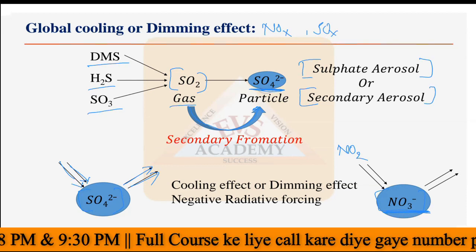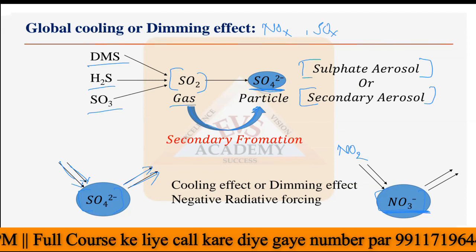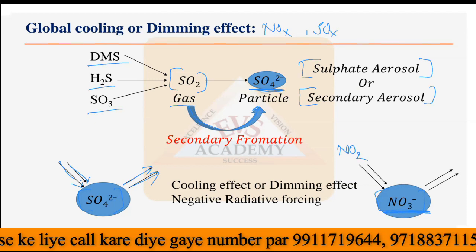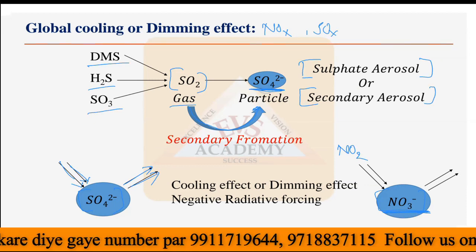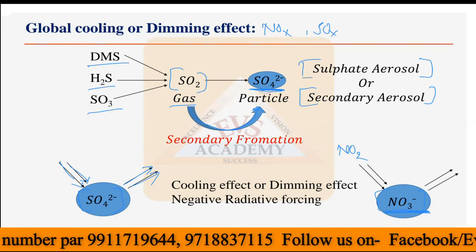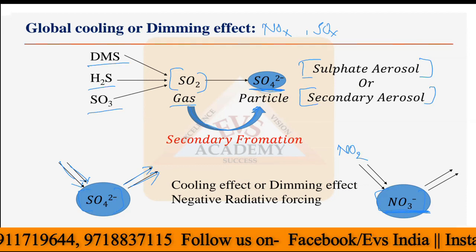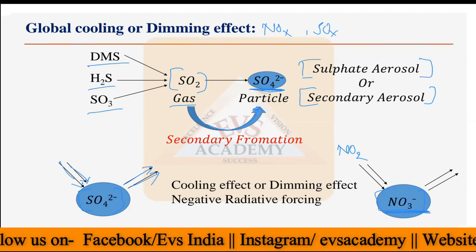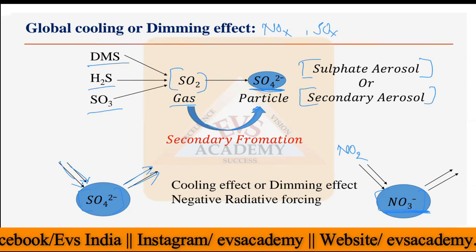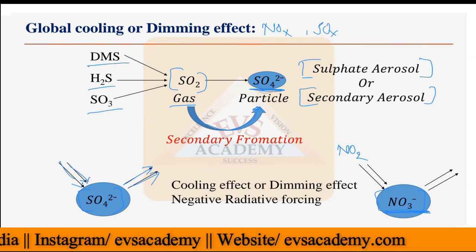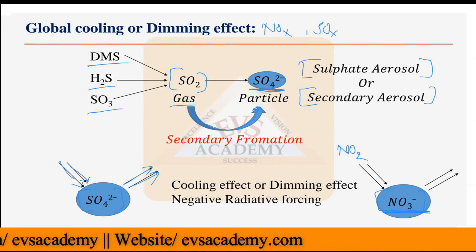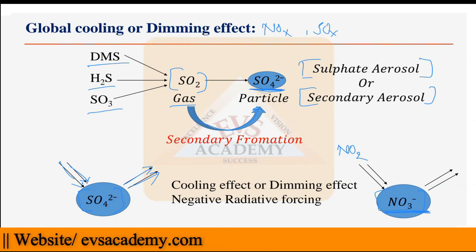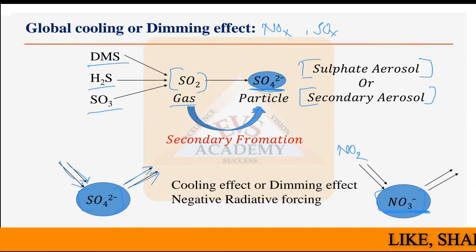Here you can see the global cooling or dimming effect from the NOx and SO4 pollutants, which create the secondary formation particles, and these particles reflect the solar radiation, and ultimately the phenomenon is cooling down the Earth, which is called global cooling or dimming effect. So you can see how SOx and NOx both are participating in the global cooling effect.